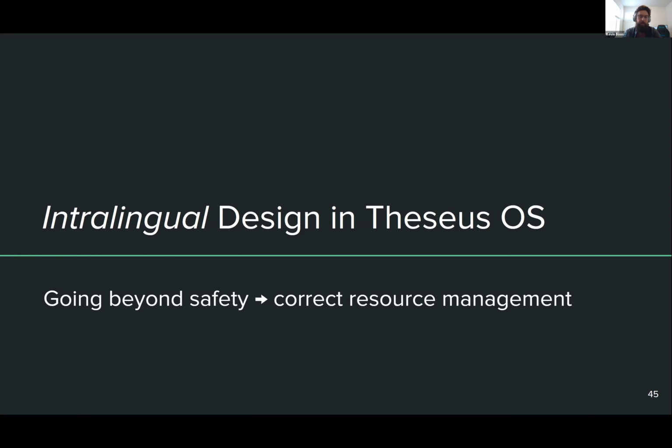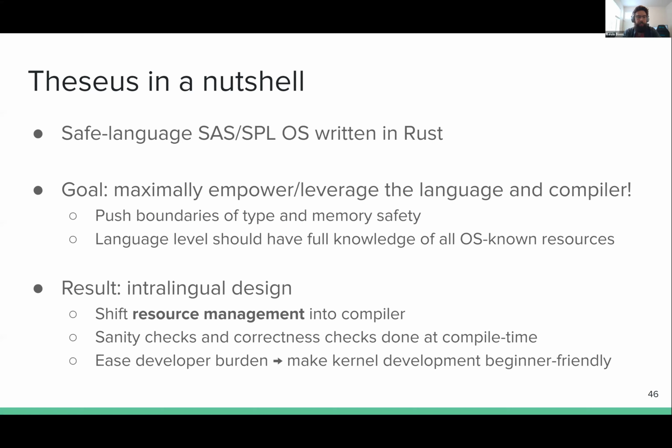I'm just going to give you a very brief example of what you can do with this. In a nutshell, Theseus is a safe language, single address space, single privilege level system written in Rust. One of the goals of the system is to maximally empower and also maximally leverage the language and the compiler, so we can push the boundaries of type and memory safety. This all sounds like a bunch of marketing jumbo, but the point is that I want to offload as much of the resource management responsibilities from the OS at runtime into the compiler.